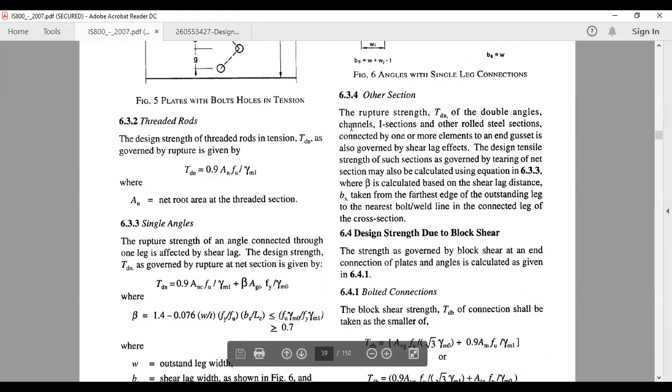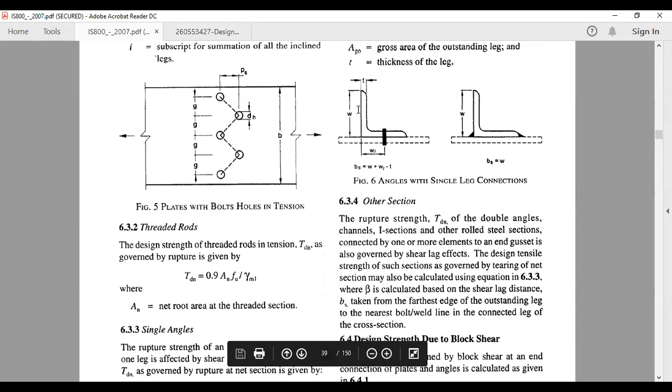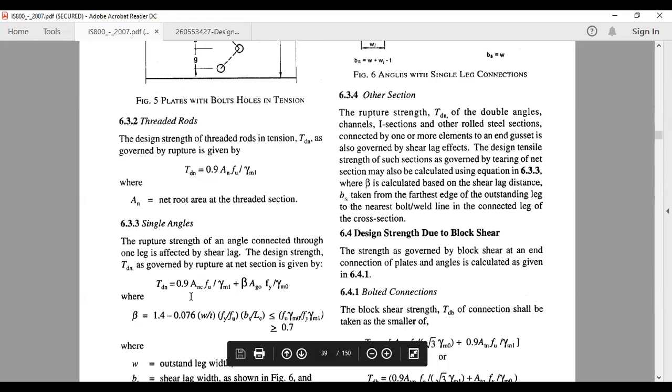Now AG naught, simply the width of this section minus half the thickness into the thickness of this angle section. So that will be the gross area without taking into account any bolt holes. This is the unconnected leg. So we'll not come across any bolt holes in this leg. So this will be the net area of connected leg and the gross area of the outstanding leg.